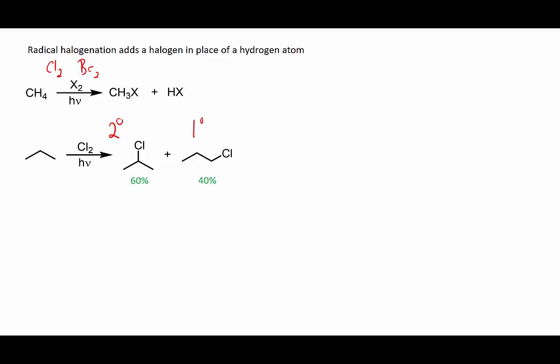If we switch the halogen from chlorine to bromine, this reaction becomes much more selective. In fact, when we use bromine, we have 97% of the secondary product and only 3% of the primary product. This is much more synthetically useful because we don't have a mixture of products. To understand why this occurs, we have to recognize that radical chlorination and radical bromination reactions are energetically different.